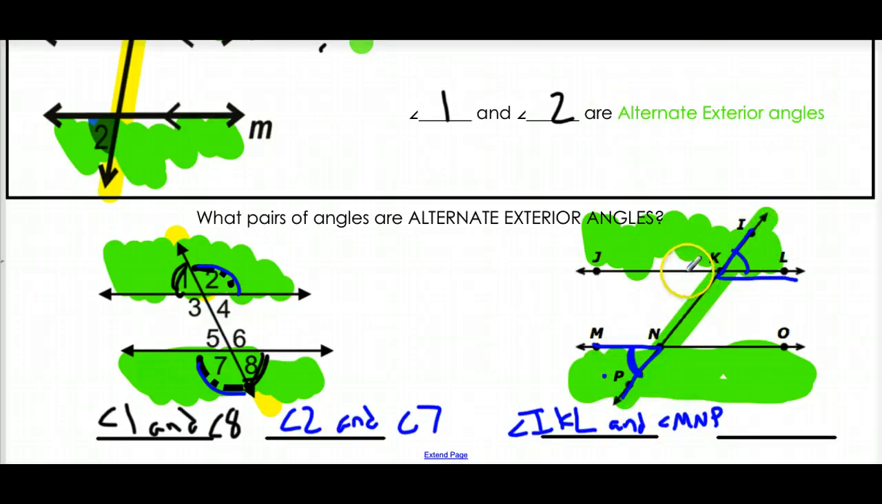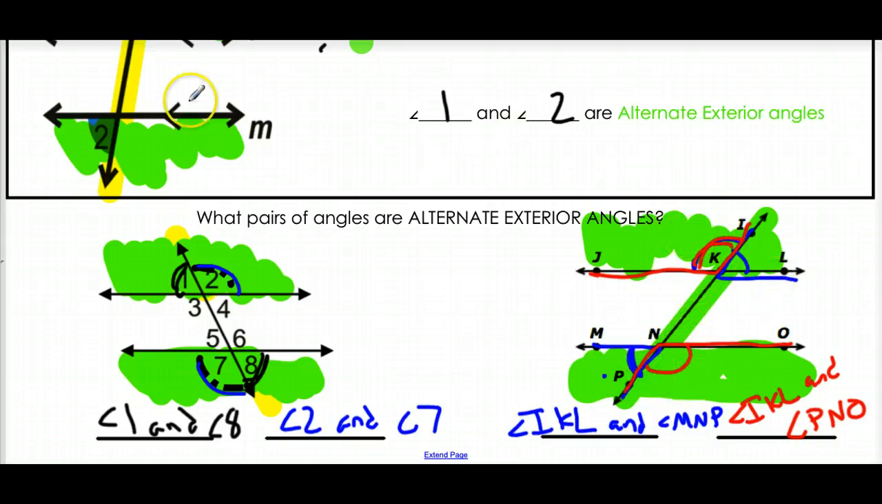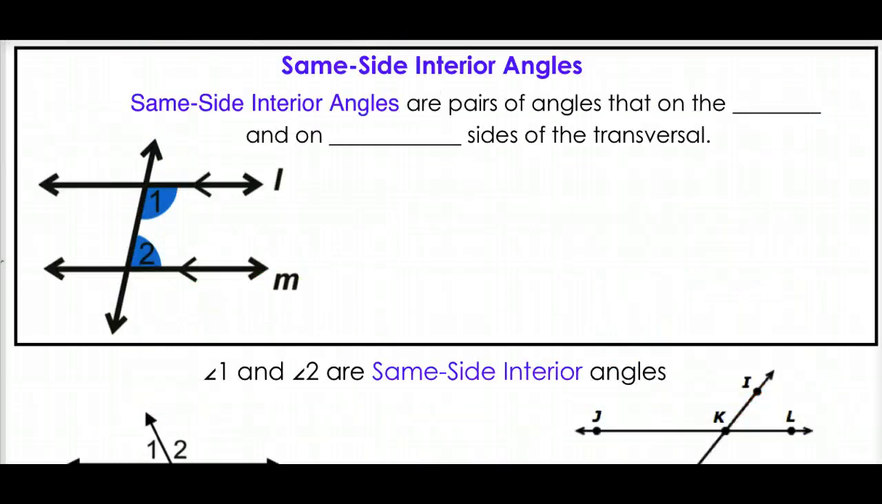Another example we could have is this one. Angle IKL, which is right here, and try to figure this out before I say it, angle PNO. Once again, these two angles are on the exterior and they're on opposite sides of the transversal. All right, we're crushing it so far.